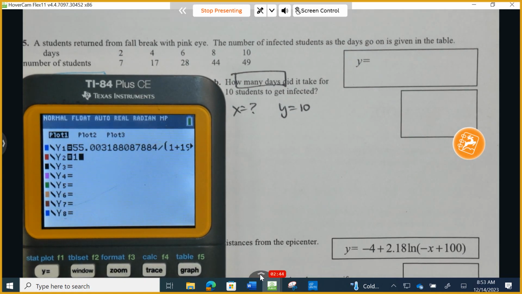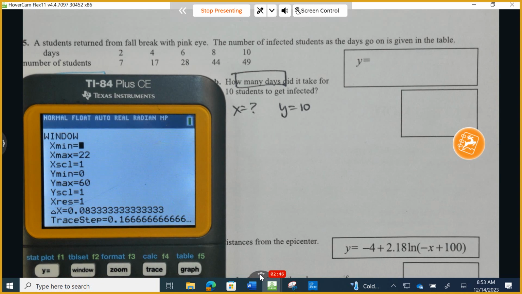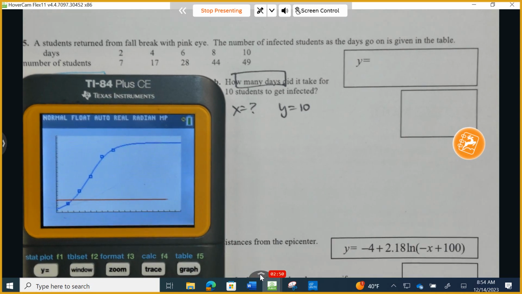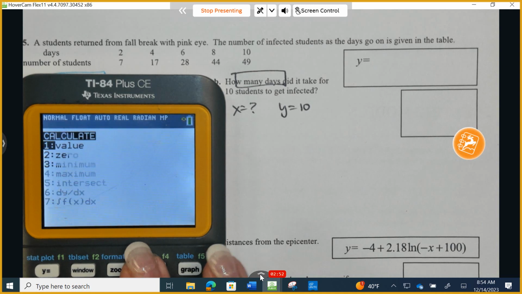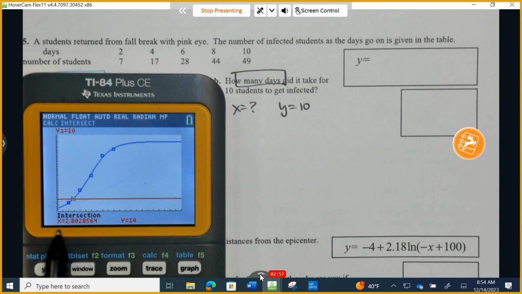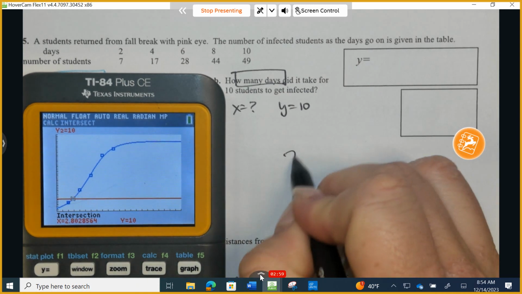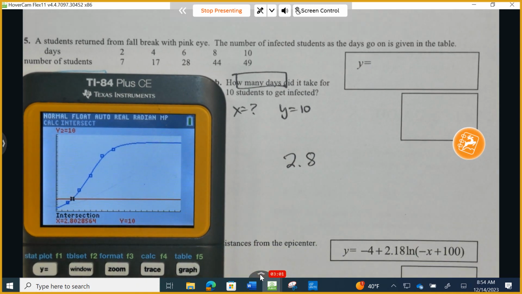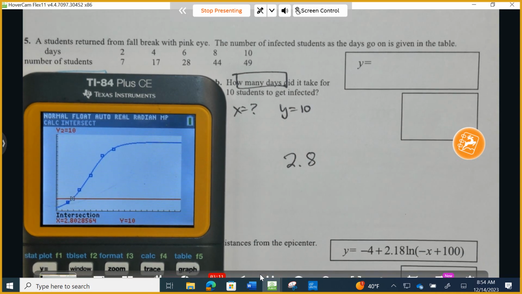I'm going to go to y, plug in 10, but before I hit graph, I can see that my y, yes, 10 is included there. I'll be just fine. Second trace, let's go to intercept and press enter 3 times, and we can see this is my answer. So the correct answer is 2.8. How many days until 10 people are affected? 2.8 days. So almost toward the end of that second day, we can see that there would be approximately 10 people infected.